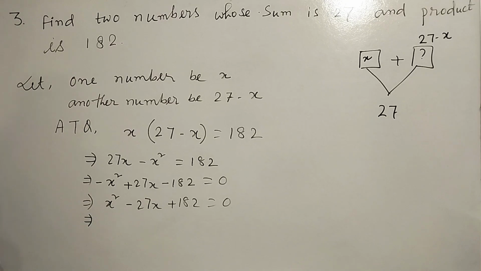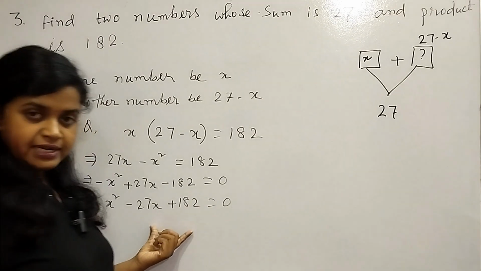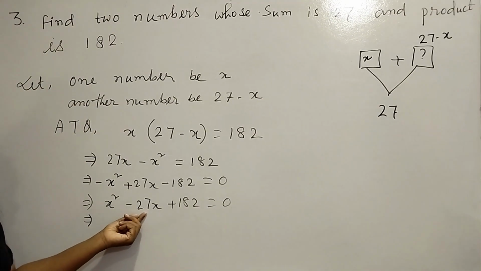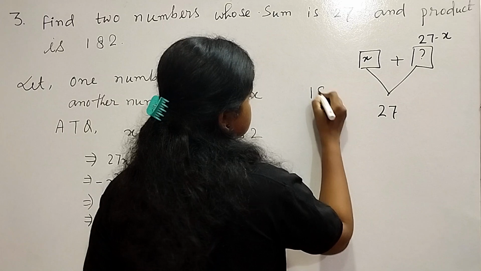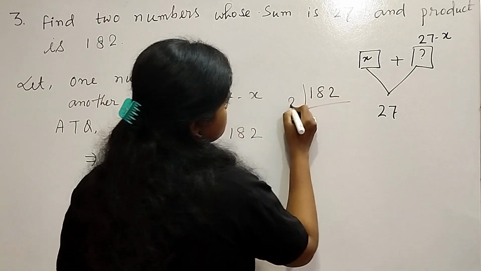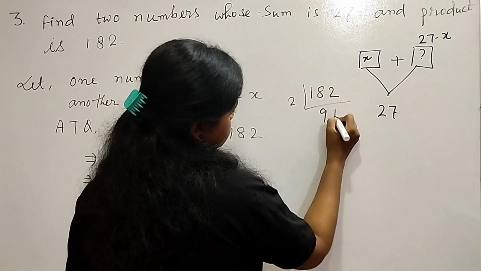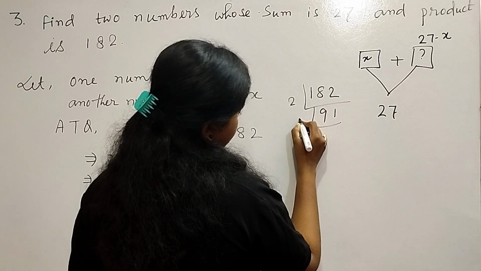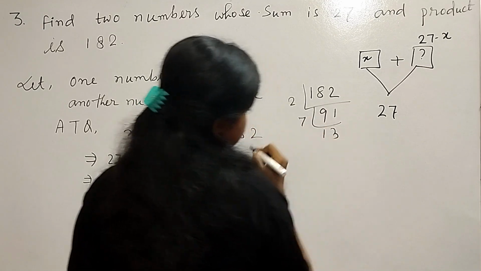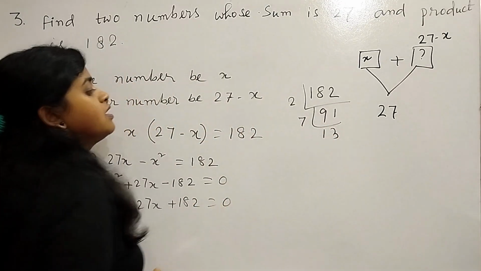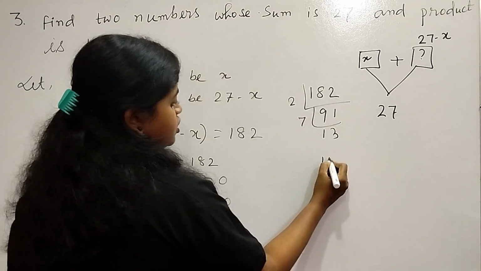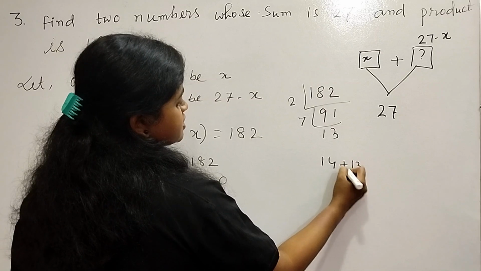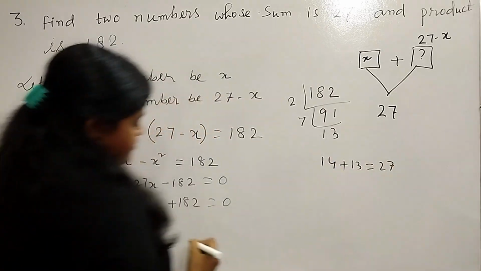We have to solve by factorization method. Here the middle term is minus 27, so we have to adjust it using 182. We will factorize 182: 2 times 91, and 91 is 7 times 13. These are prime factors. So we have to adjust 27: 14 and 13. If we add these, we will get 27.